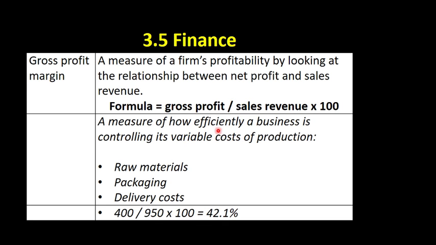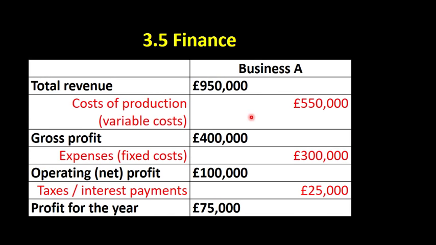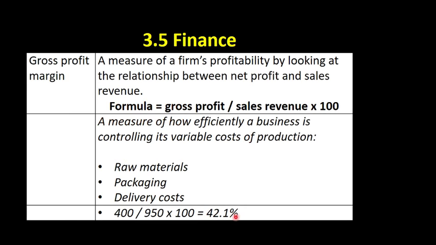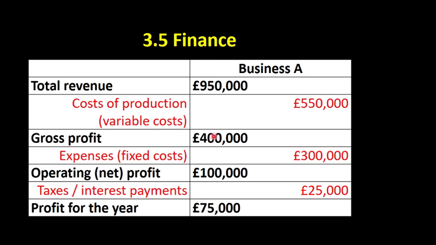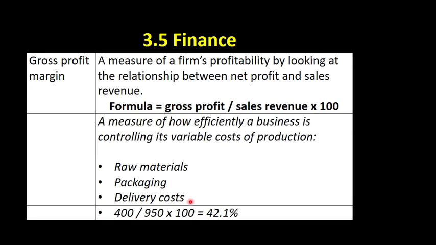So there's the definition of gross profit. It's a measure essentially of how efficiently a business is controlling its variable costs of production, like its raw materials, its packaging and delivery costs. So in this case, we can see that the business makes total revenue of 950,000 and 550,000 of that are variable costs of production, these sorts of costs here. Now, when we take that 400,000, how much of that 950,000 did we actually turn into gross profit? Well, we can work out a percentage if we take the gross profit, 400,000, divide that by 950,000, and that gives us a figure of 42.1%.